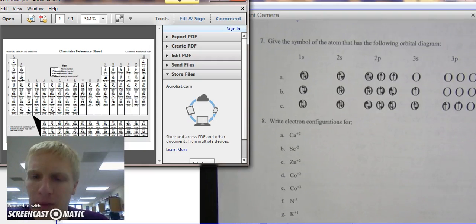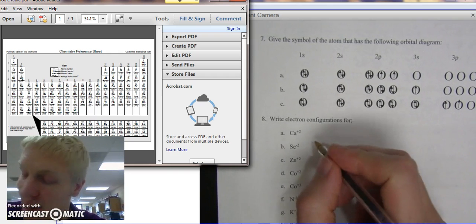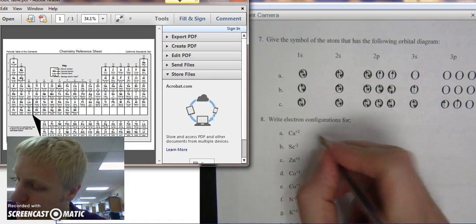Hello, in this video I'm going to be going over electron configuration of ions. Remember, ions have different numbers of protons as they do electrons. Let's start with a simpler one like calcium, because it's not a d block element.